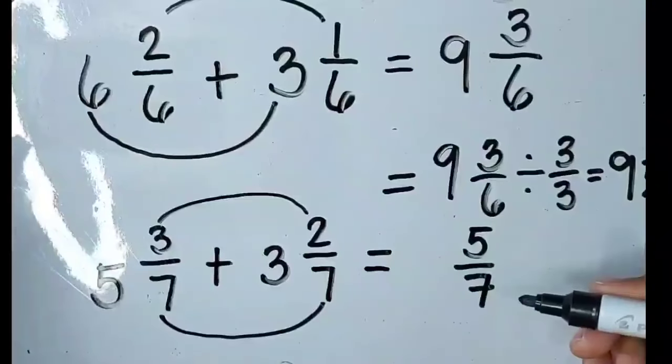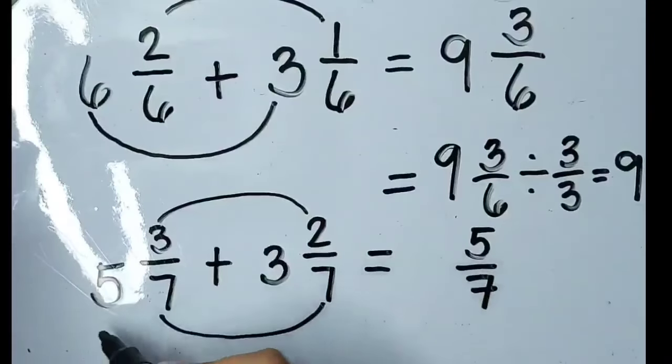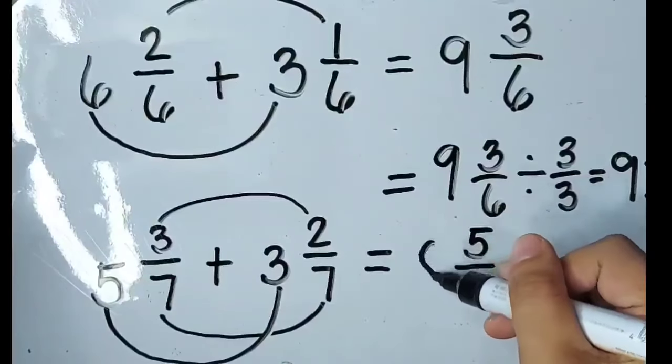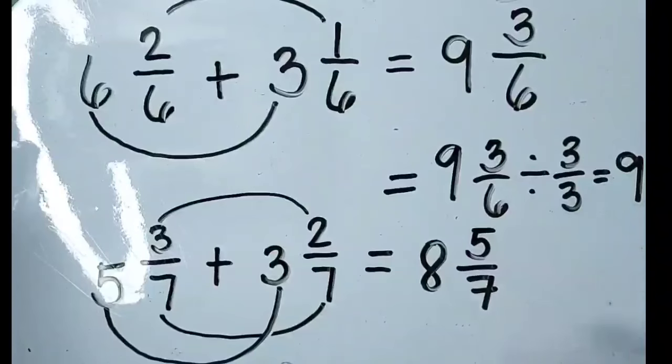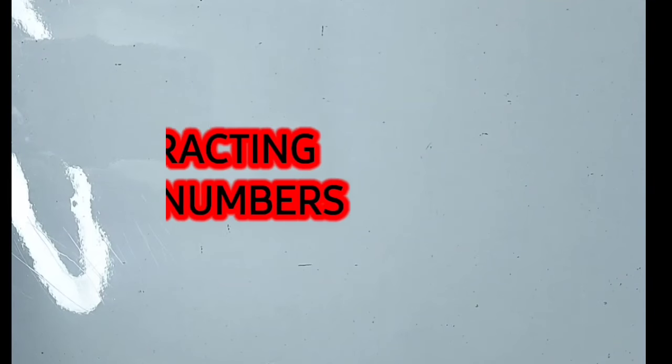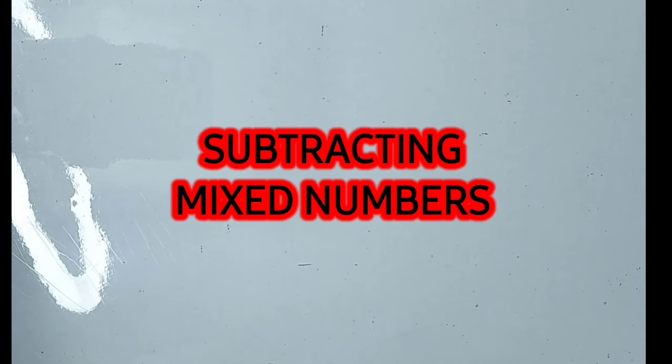And then let's add the whole numbers. 5 plus 3 is equal to 8. Since 5 over 7 is already in simplified form, no need for us to reduce it to lowest term. Our final answer is 8 and 5 over 7. Let's now move on to subtracting mixed numbers.